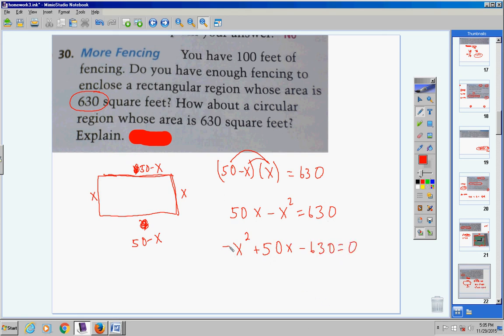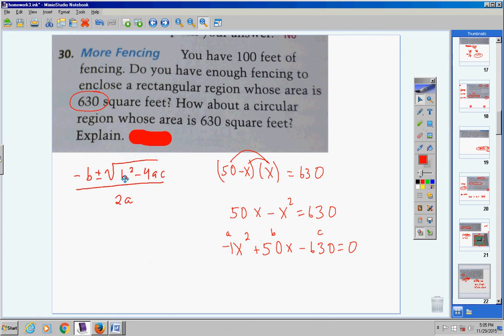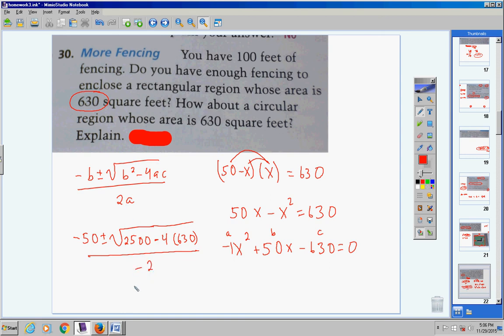Now, there's a 1 right here, even though you can't see it. So this is my A, this is my B, this is my C. Got it? So here's my quadratic formula. Negative B, B is 50, so negative 50, plus minus B squared, 50 squared, 2500, minus 4AC, negative 1 times negative 630, positive 630, all over 2 times A, which is negative 1, negative 2. Now here's where the problem falls apart.